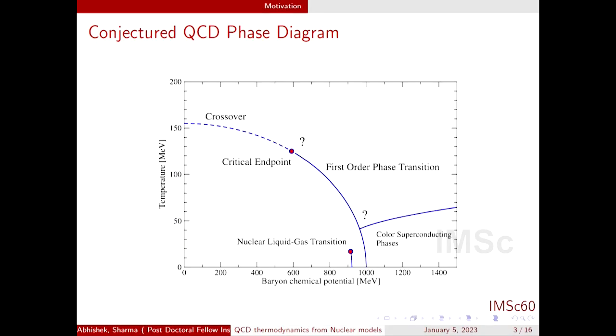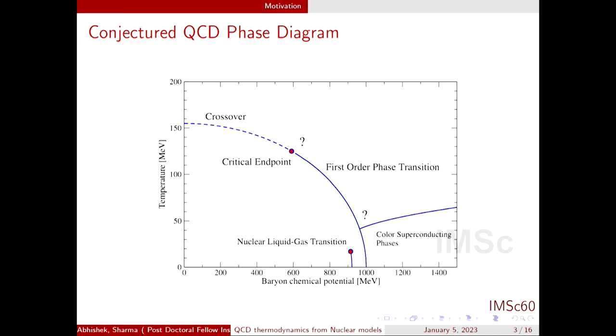I'll be talking about nuclear models, which are written at high densities, and what they can tell us about the thermodynamics of quantum chromodynamics. If you look at the phase diagram of quantum chromodynamics, in the title I have written "conjecture" because a lot is not known about this phase diagram.